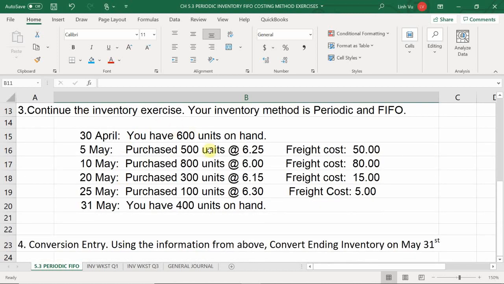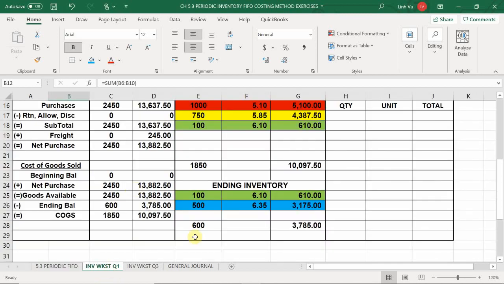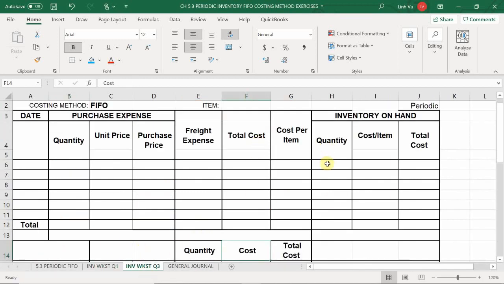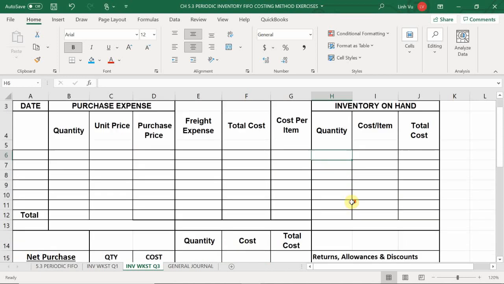Since I actually have the inventory on hand, this is where I'm going to fill in that I have 100 of the green in here and 500 of the blue. And I believe that was $6.10, while this one was $6.35. So therefore, if I multiply these two together, I should be getting these values, which I am going to add up.